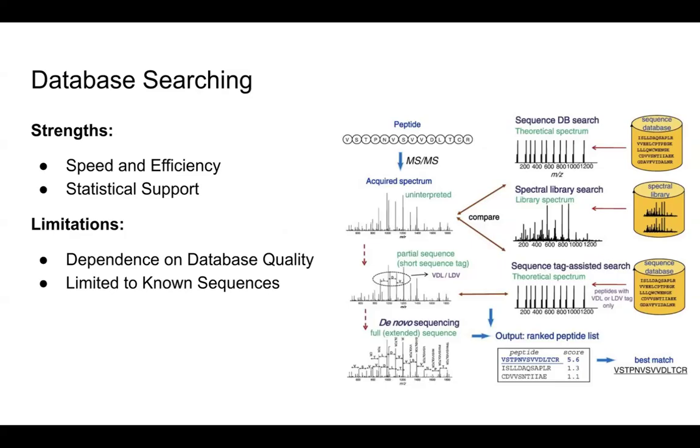And the use of statistical methods to evaluate the confidence of matches provides a level of rigor in the identification process. However, as you might have predicted from the previous slide, the effectiveness of database searching is contingent upon the completeness and accuracy of your database. So if a protein of interest is not included, you won't be able to identify it. And so this approach cannot identify novel proteins or sequences that have not been previously cataloged.